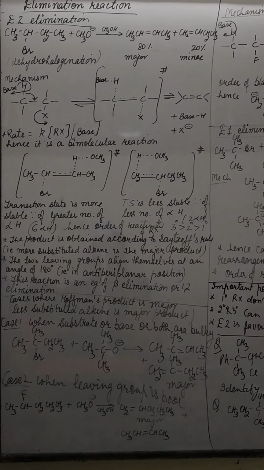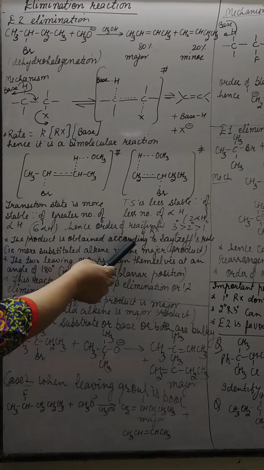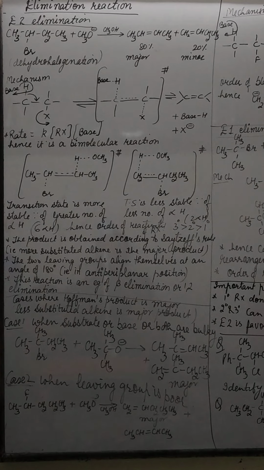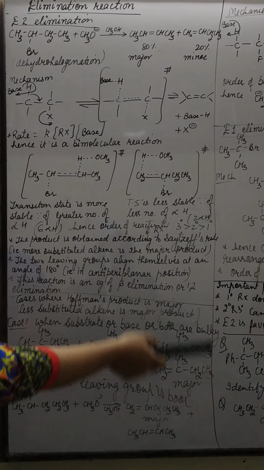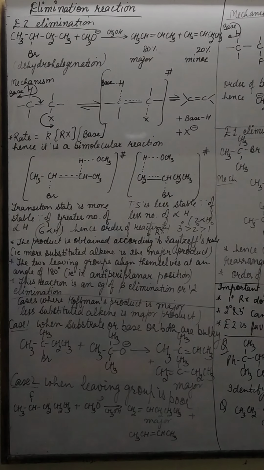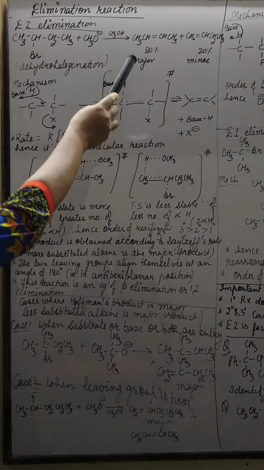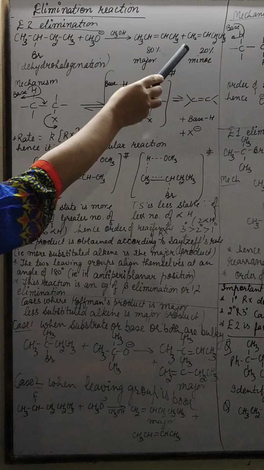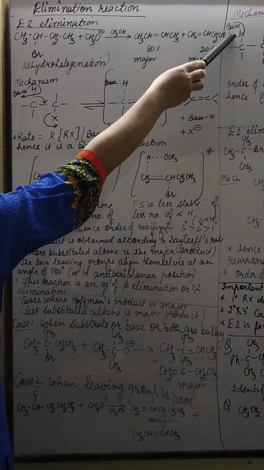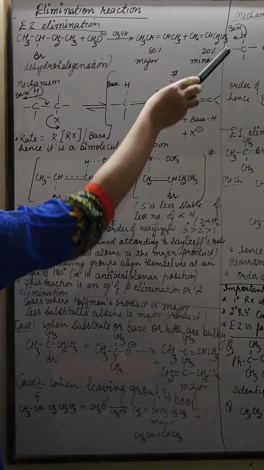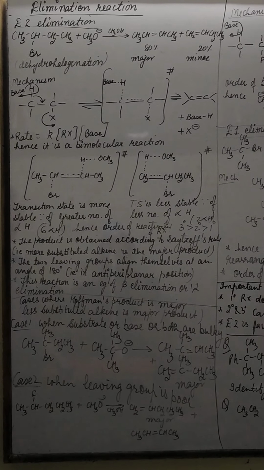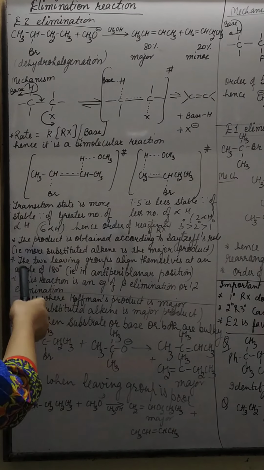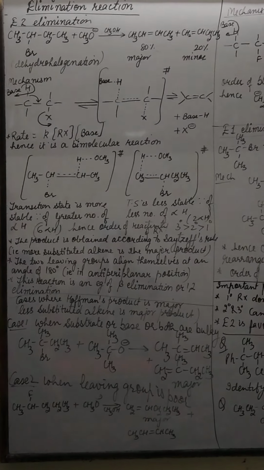So we can also see that the major product is obtained according to Saytzeff's rule. So what is Saytzeff's rule? The more substituted alkene is the major product. Right, so as we can see here, we have two alkyl groups. So this is more substituted, while in this one, ethyl is the only alkyl group, so it is less stable. The product obtained hence is according to Saytzeff's rule.